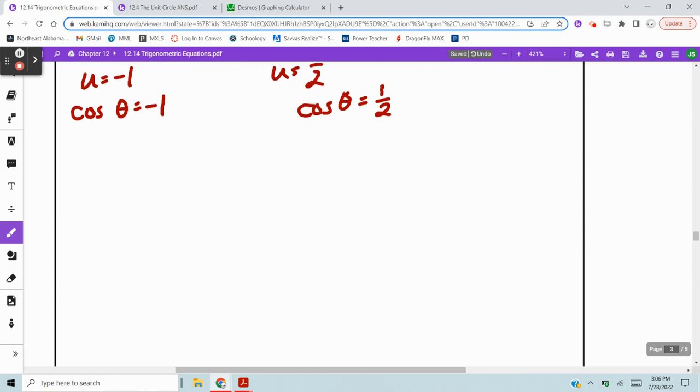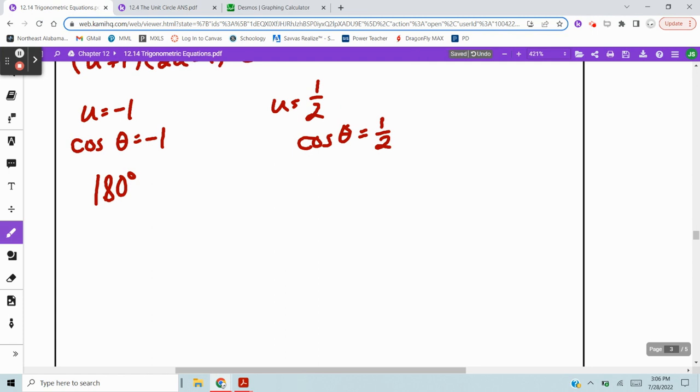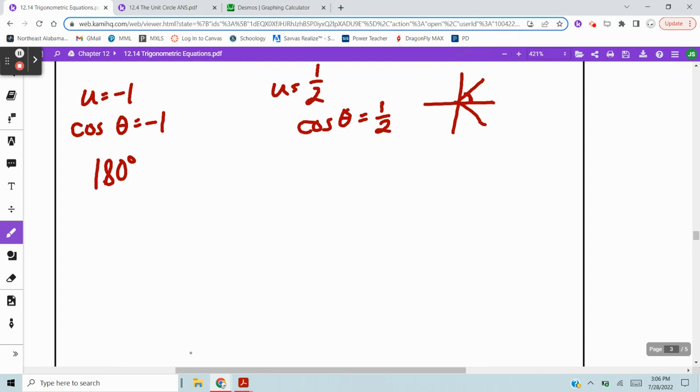The first one's quadrantal. The cosine is equal to negative 1. That's, again, an x value. The cosine of 180 degrees is negative 1. Cosine is positive 1/2. Cosine is positive in these two quadrants. My reference angle is going to be a 60-degree angle, which will be my first answer.